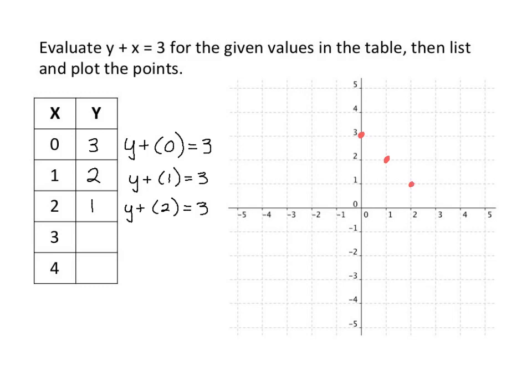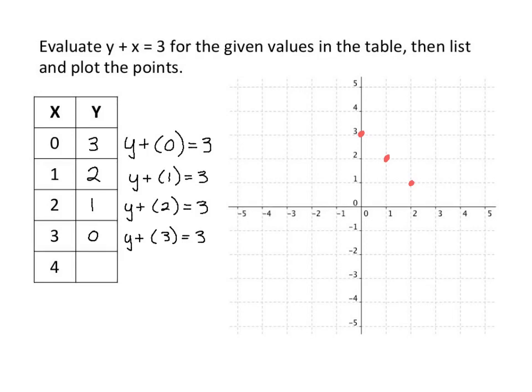Finally, the fourth point, x is 3. If I plug this in, it says y plus 3 equals 3. And since 0 plus 3 is 3, I can be pretty confident here that my fourth point is the point 3, 0. And this is telling me quite simply that I should be going right 3 for the x, up 0 for the y, or in other words, my fourth point's right here.